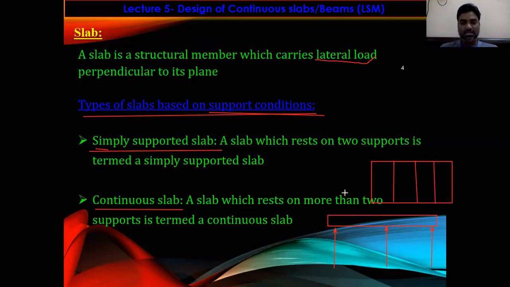So we generally cannot construct simply supported beams or slabs. In practice, we consider them as continuous, since we cannot construct part by part, except in specific cases. So this is called a continuous slab, if the slab is continuous over more than two supports.